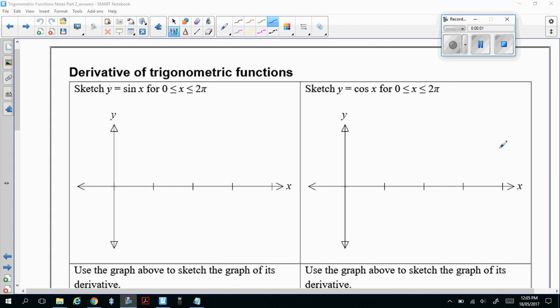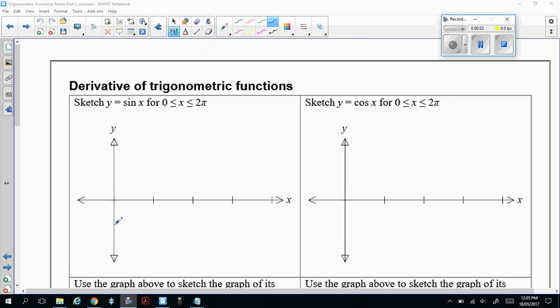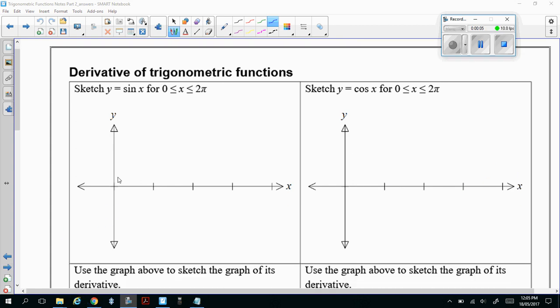We're going to learn how to differentiate trigonometric functions. We'll start with this example. First, you're going to sketch the graph of sine x. So, we're going to draw the graph of sine x.